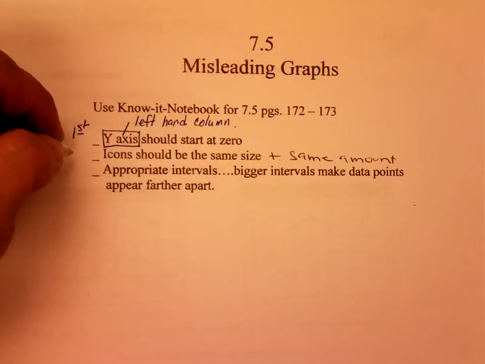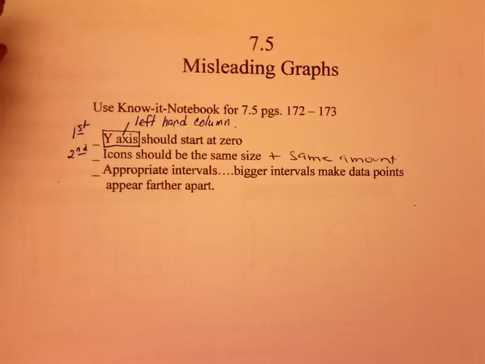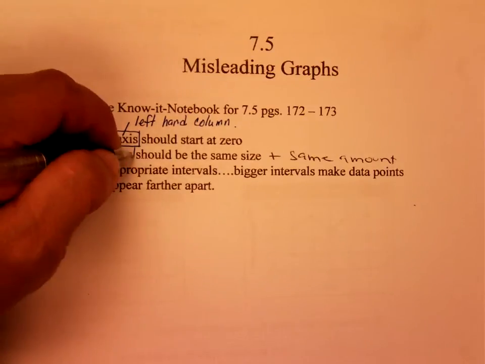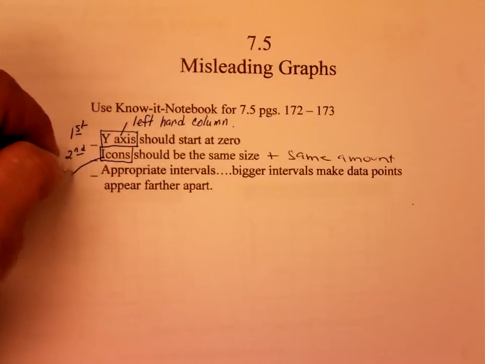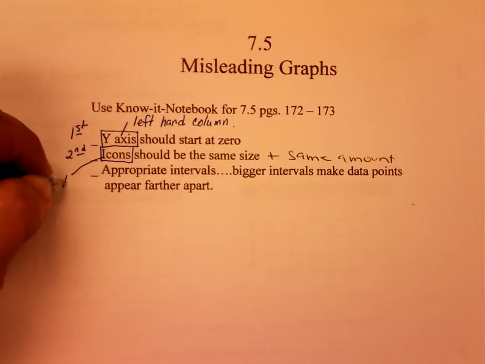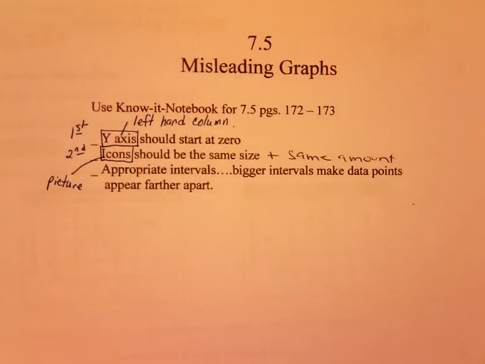Your second thing that you should memorize is icons should be the same size and same amount. The word icon means pictures. So if you don't know what icon means, it means pictures. So the pictures should be the same size and the same amount. When we're talking about same amount, every single one of those pictures should be 5s. And it should be the same size.